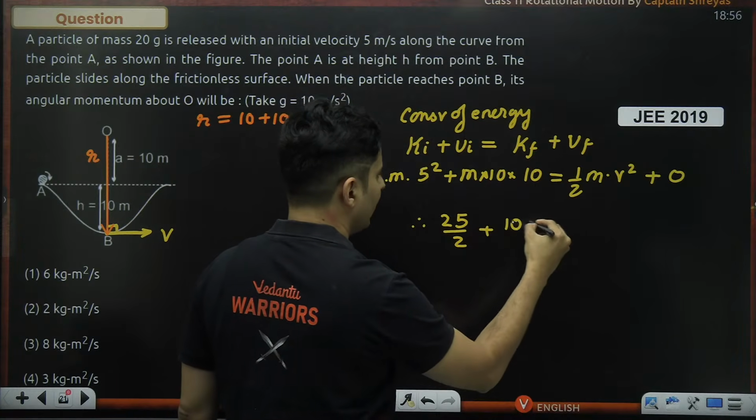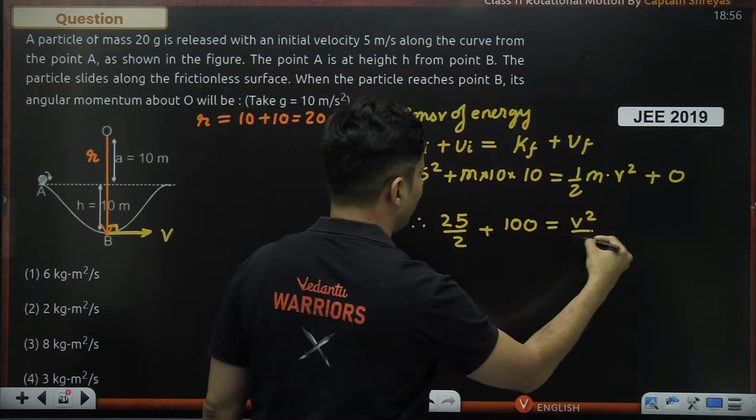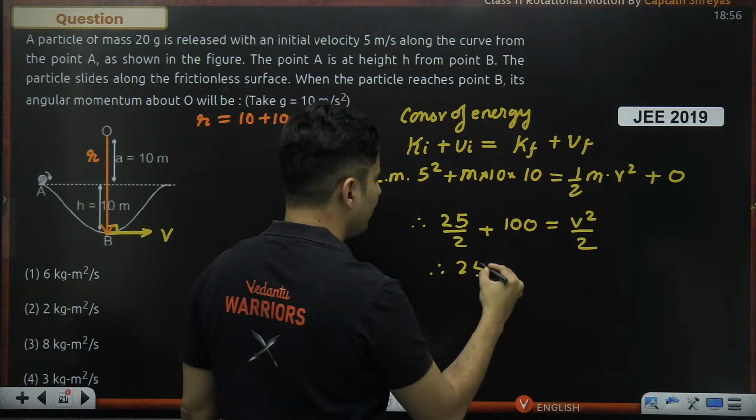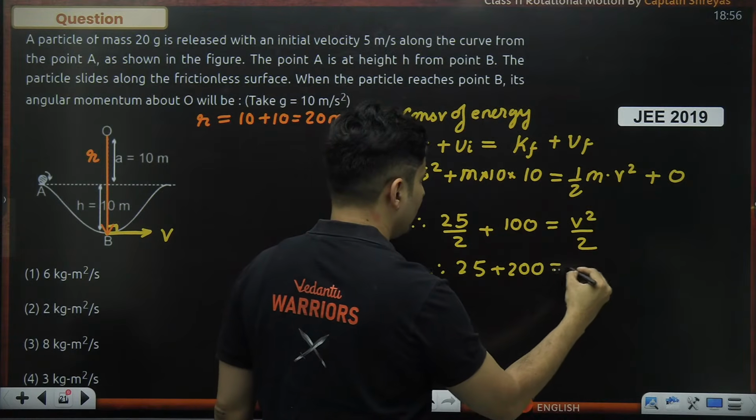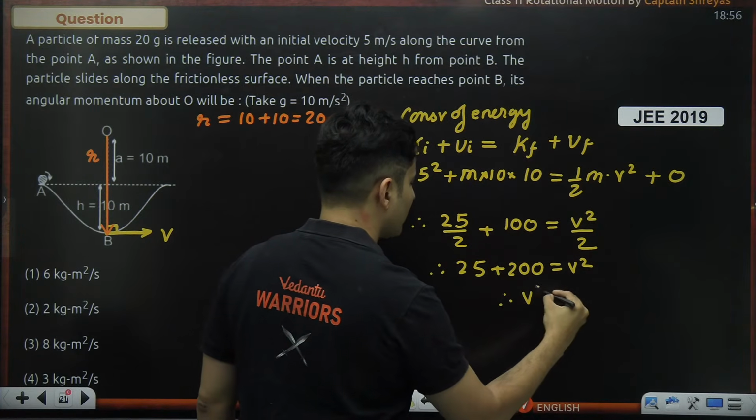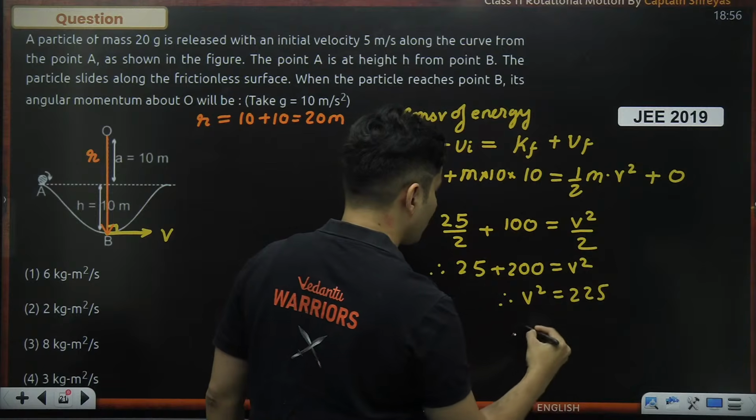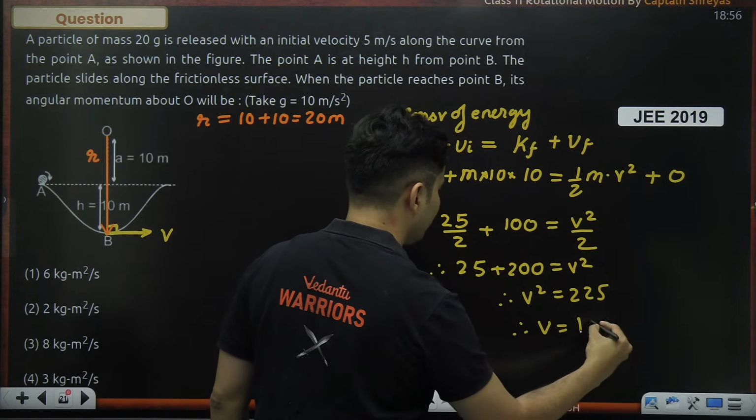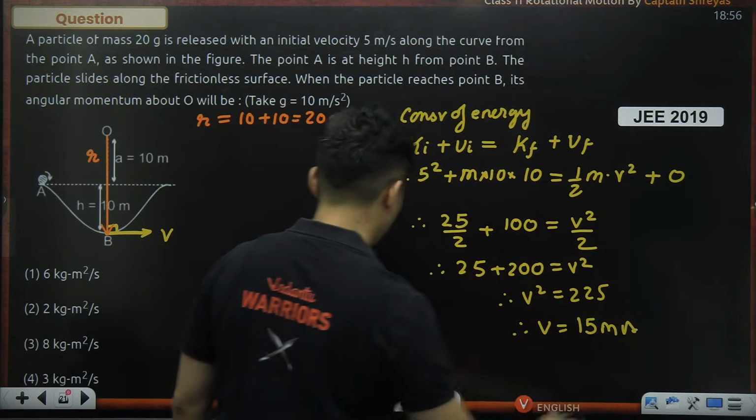10 into 10 is 100, is equal to v square by 2 multiplied by 2. So 25 plus 200 is v square. So v square is 225. Therefore, velocity is the square root of this, which is nothing but 15 meters per second.